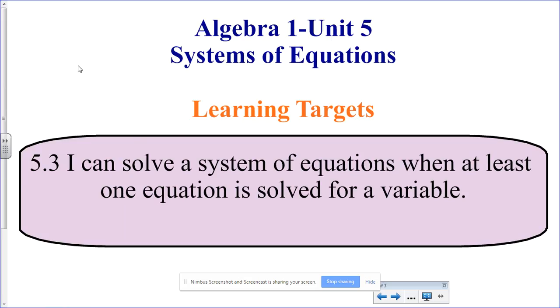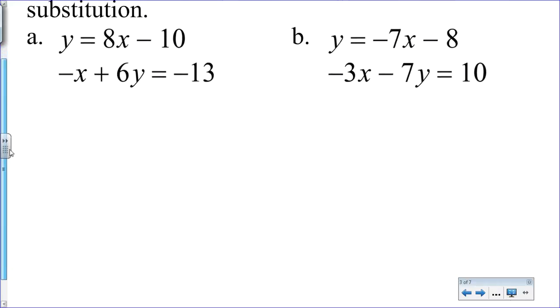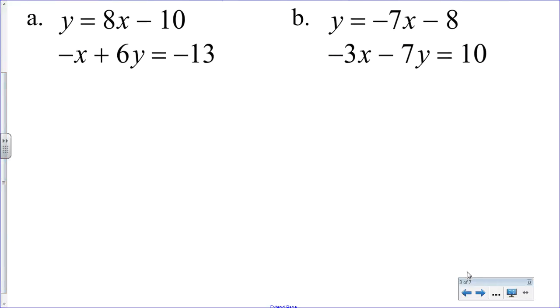Today we are going to talk about how to solve a system of equations using substitution when one equation is solved for a variable. So you'll remember from the last lesson that if we have y equals for both equations, we set them equal to each other. For today, we're going to use a similar concept, but this time we're going to have to simplify a little bit more to solve it. So we're going to go ahead and solve problem A.